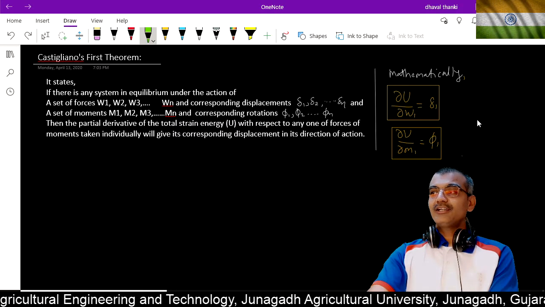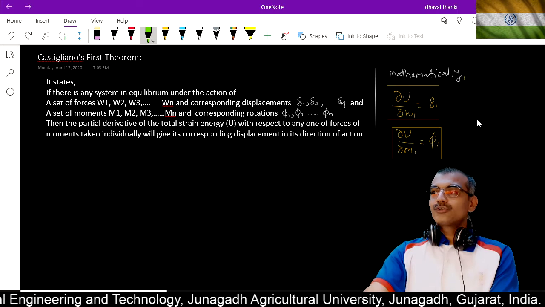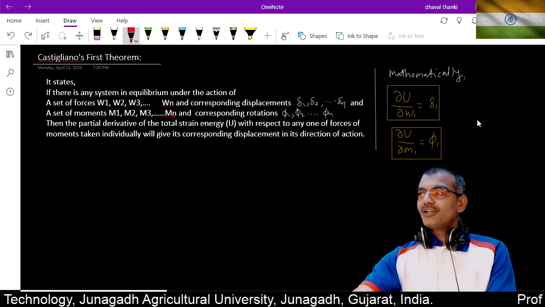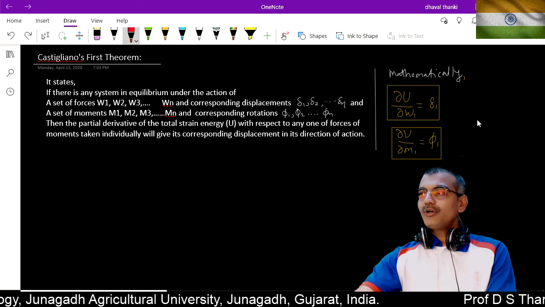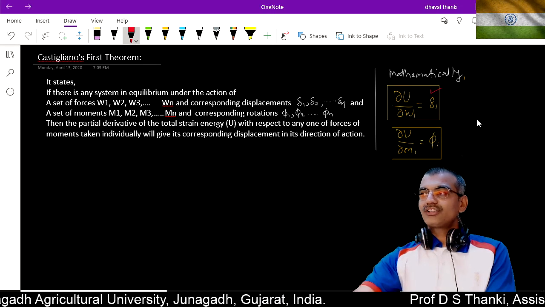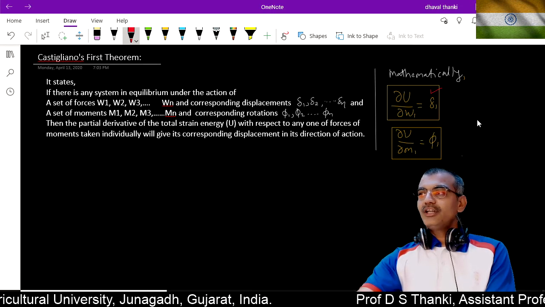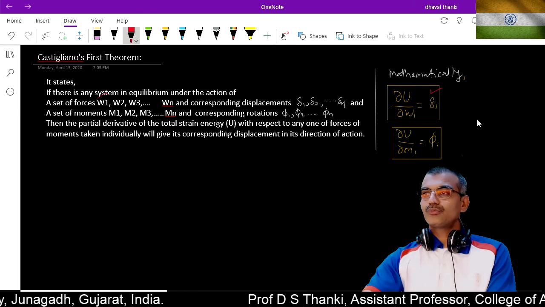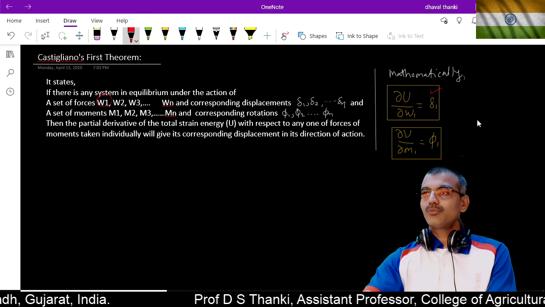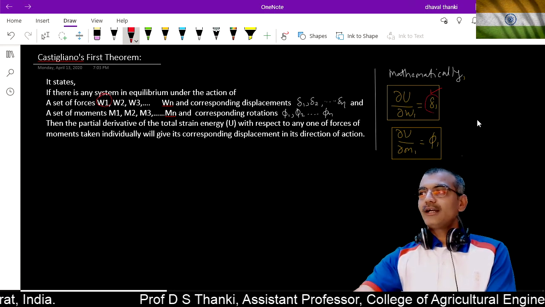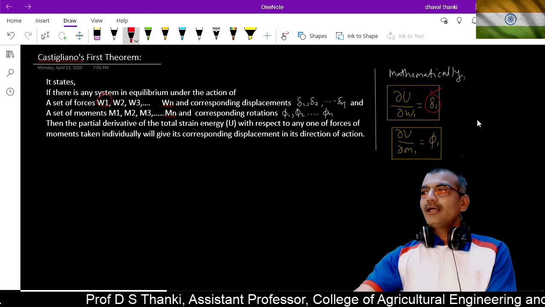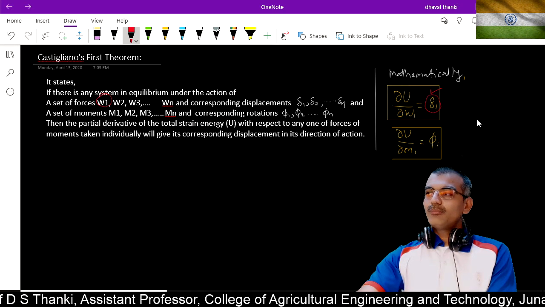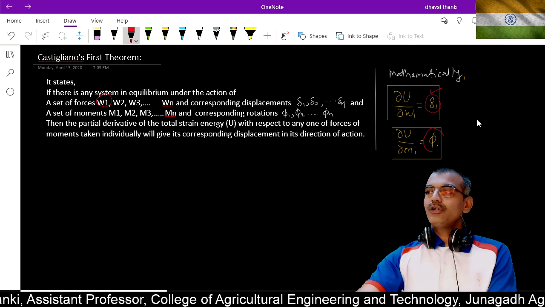So what it means is that dU upon dW1 will give you the deflection, right? A partial derivative of U with respect to this force will give you the delta, that is the deflection, and the partial derivative of energy with respect to moment will give you the corresponding rotation, right?